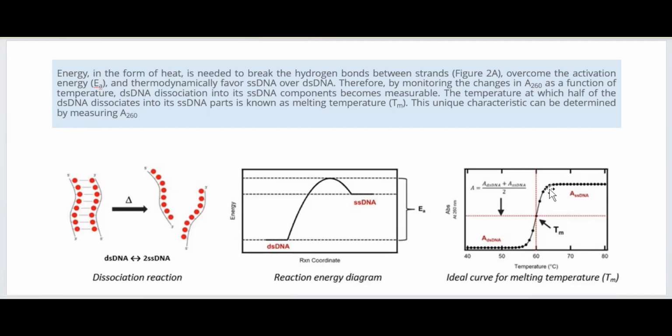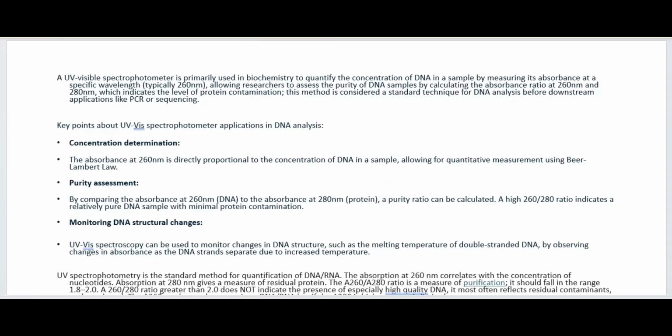Right. So TM value. You can use a UV visible spectrophotometer, and with the help of absorbance of a given DNA solution, you can find out all these things: concentration, purity, then GC value. You can find melting temperature, and so on and so forth. So these are the applications of UV visible spectroscopy.